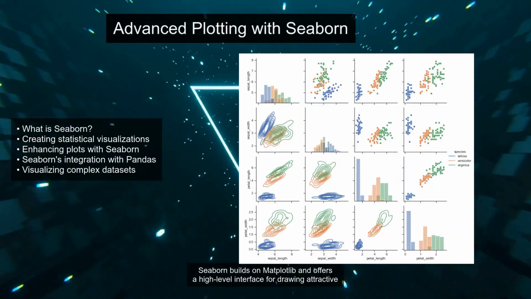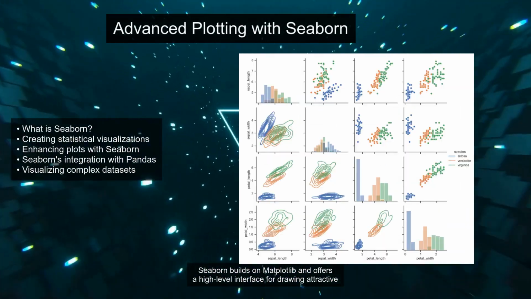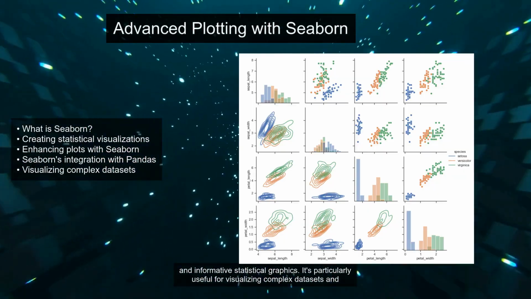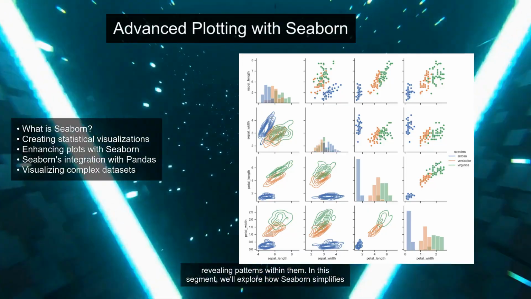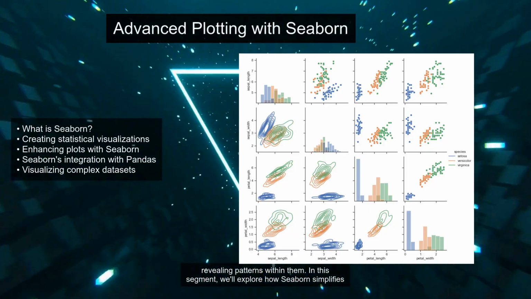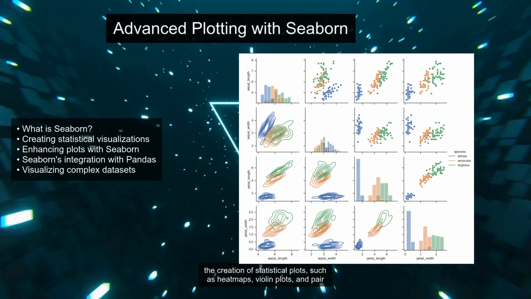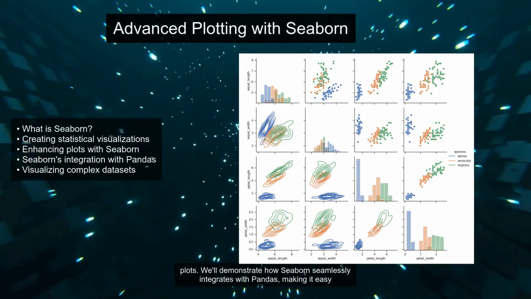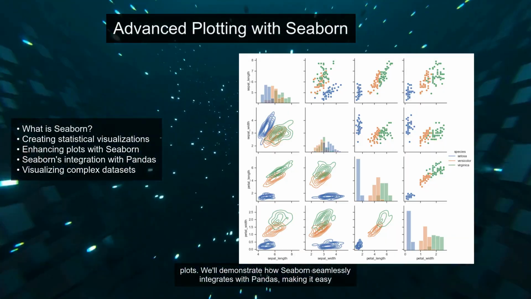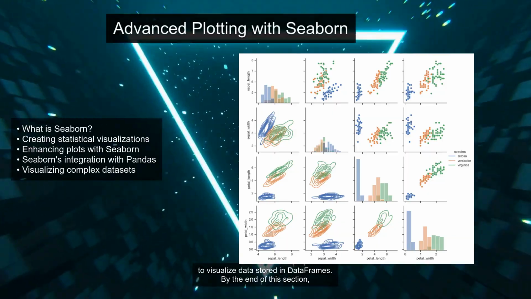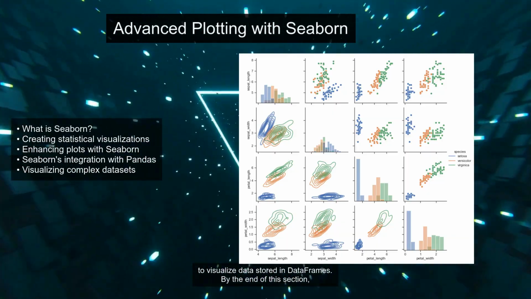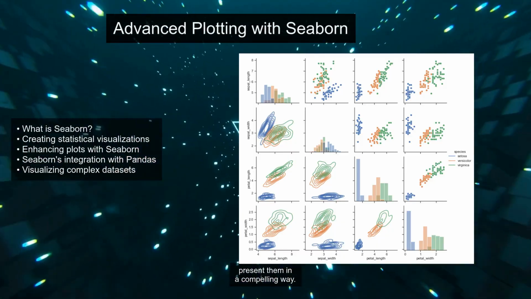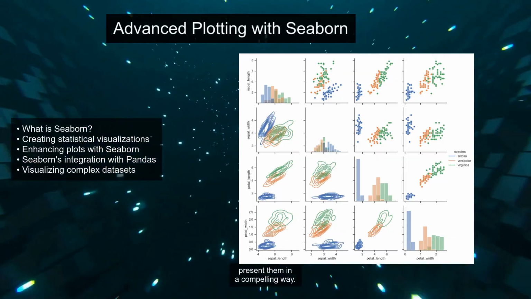Seaborn builds on Matplotlib and offers a high-level interface for drawing attractive and informative statistical graphics. It's particularly useful for visualizing complex datasets and reviewing patterns within them. In this segment, we'll explore how Seaborn simplifies the creation of statistical plots, such as heat maps, violin plots, and pair plots. We'll demonstrate how Seaborn seamlessly integrates with Pandas, making it easy to visualize data stored in DataFrames. By the end of this section, you'll know how to leverage Seaborn's capabilities to uncover deeper insights and present them in a compelling way.